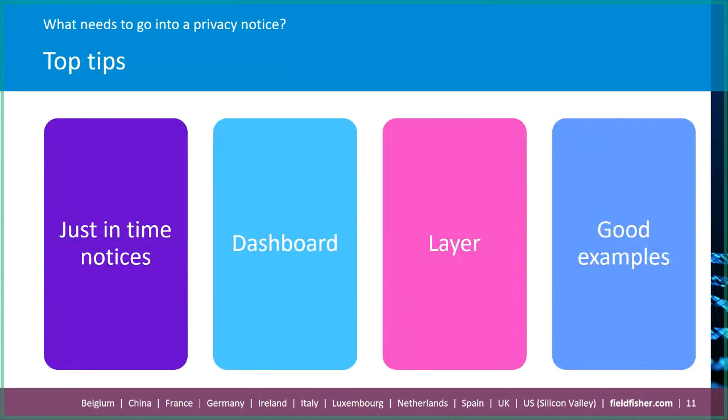So, in terms of top tips, just-in-time notices are a good idea so that you are delivering information to people just at the time that it's going to be most relevant and useful to them. To give you an example, and I'm going back to recruitment again, you may already have given a recruitment privacy notice to someone when they submitted their CV, and then later on you might be getting them to do an online test. At that point, it might make sense to deliver to them the information that you need to give around automated decision making, because at that point it's most helpful for them and acts as a reminder.